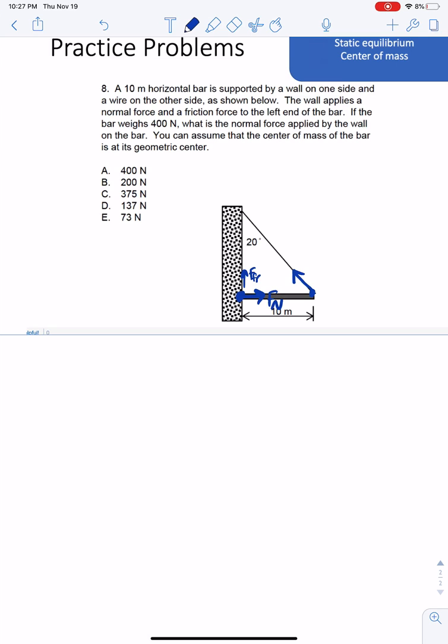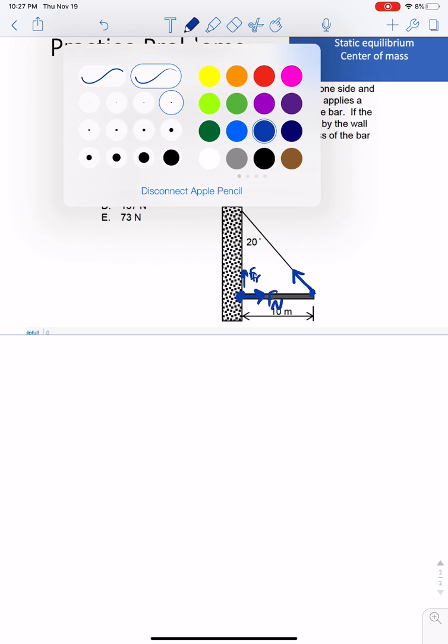The bar weighs 400 newtons. We want to know what is the normal force applied by the wall on the bar.